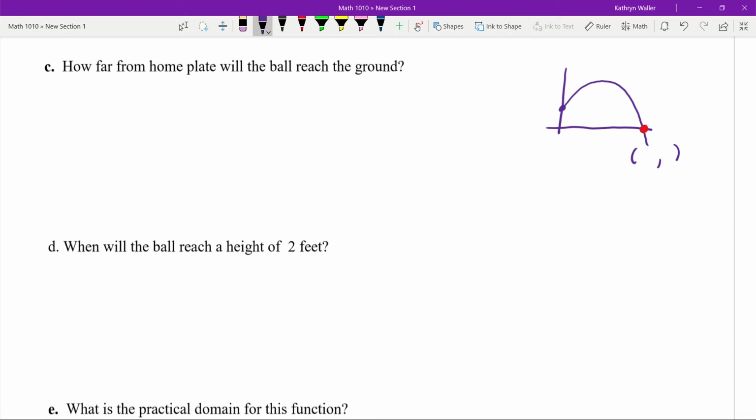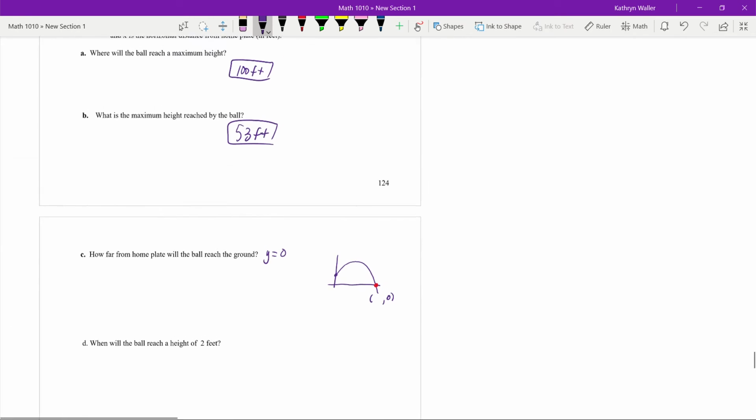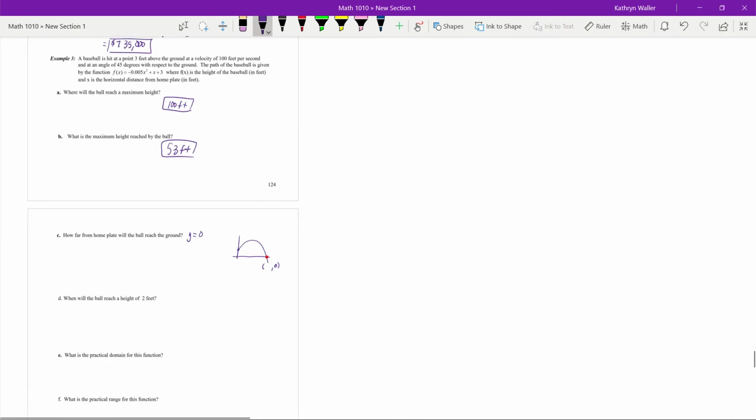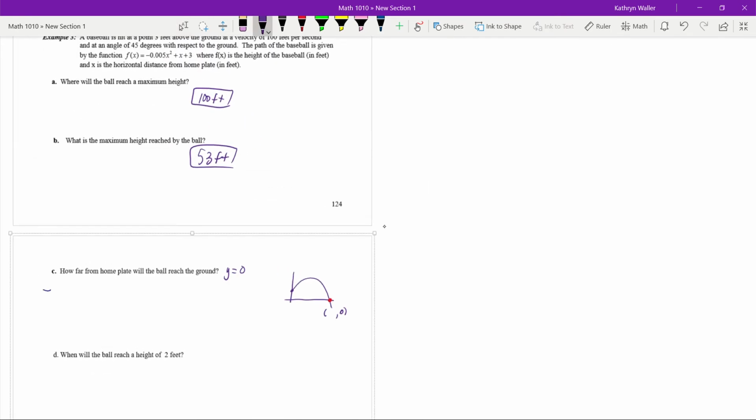Tell me what you know about one of those coordinates. The Y is a 0. The Y represents the what? The height, right? So if it's on the ground, the height is a 0. So right here, I want you to say Y equals 0. The height is a 0. So now you go into that equation, and you're going to let the Y be a 0. Okay, so everybody go negative 0.005 x squared plus x plus 3 equals 0.